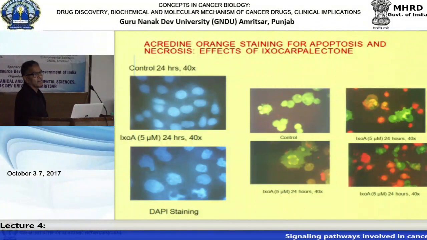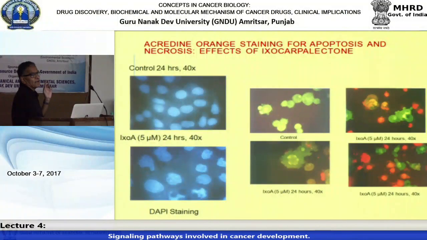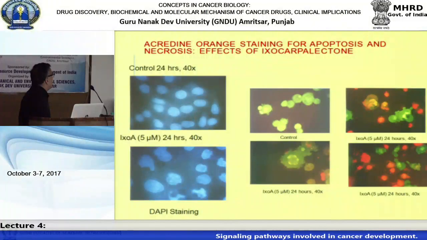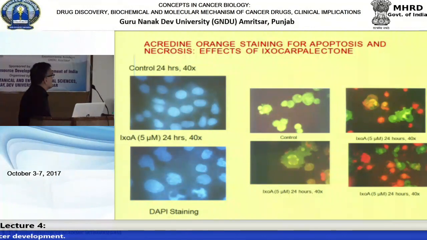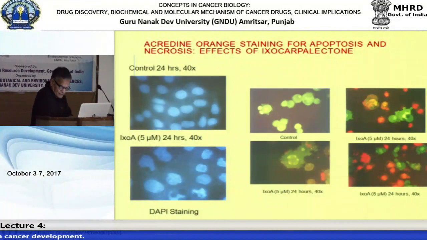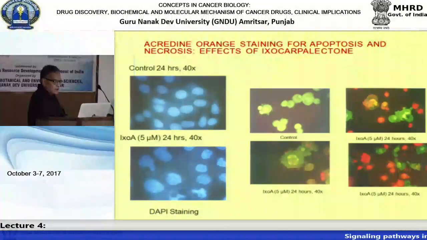Some guy did a PhD and said, well, ixocarpolactone looks good. So Julie studied ixocarpolactone for some time when she was an undergraduate in my lab. She looked at the effect of ixocarpolactone on cell apoptosis. And you can see that when ixocarpolactone was used at 5 micromolar, she was getting this effect, the same effect. It's the same thing, different pictures. Control cells, and the one with the ixocarpolactone. And she got a paper out of this also.